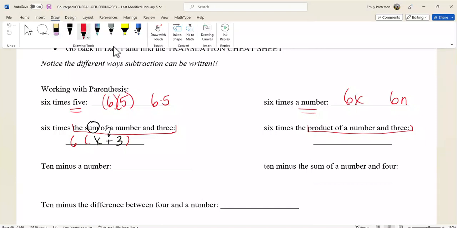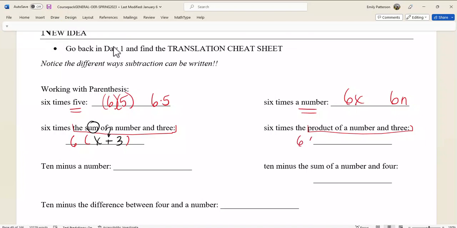Again, when we had here, this says 6 times the product. So 6 times something going on. Well, if you remember from back in day 1, product meant multiplication. 6 times this product of a number and 3. And of course, we like to write 3x, not x times 3. Either way, I would take it.